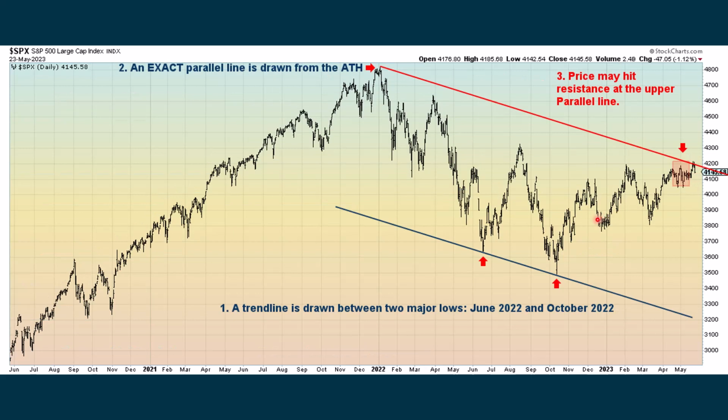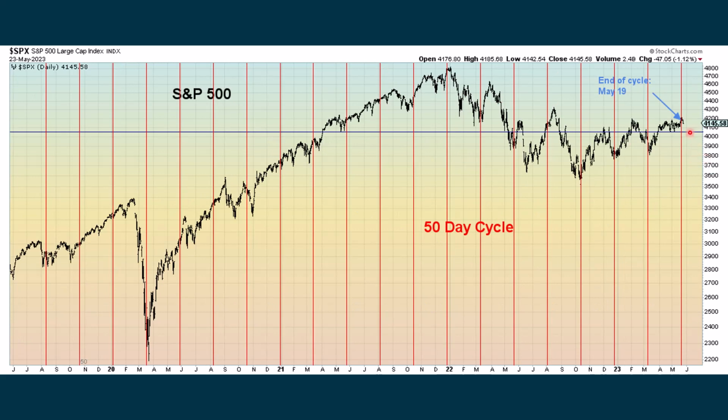I've been trying to point this out for a while now. This was inspired by a post by Game of Trades, where we have the two lows that were set back in 2022, and then drawing a parallel line going from the all-time high. We came right up to this level, and now we've been coming down. Is that going to continue to be a problem, or will we be able to break through and go above that trend line?